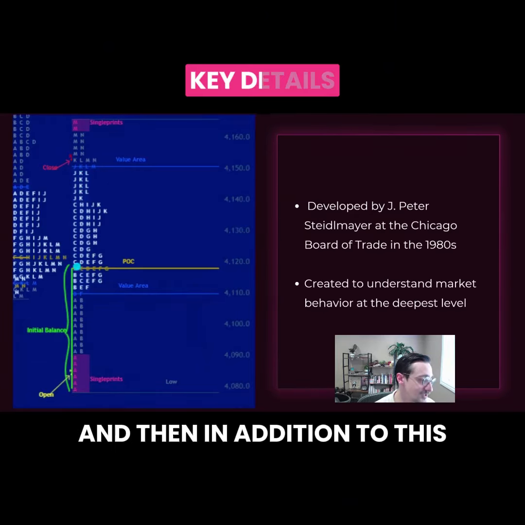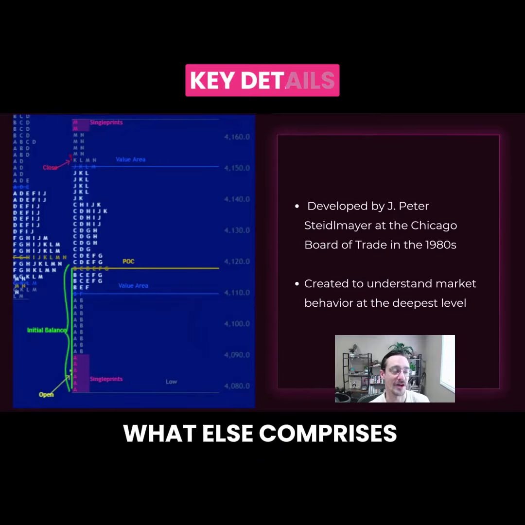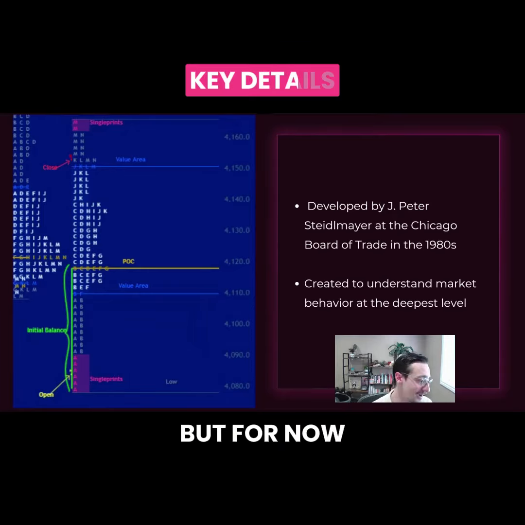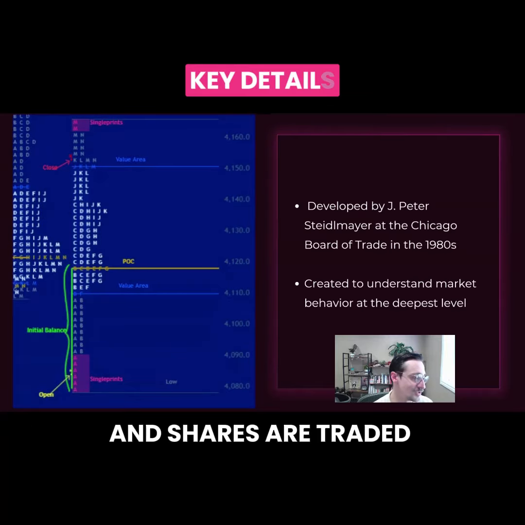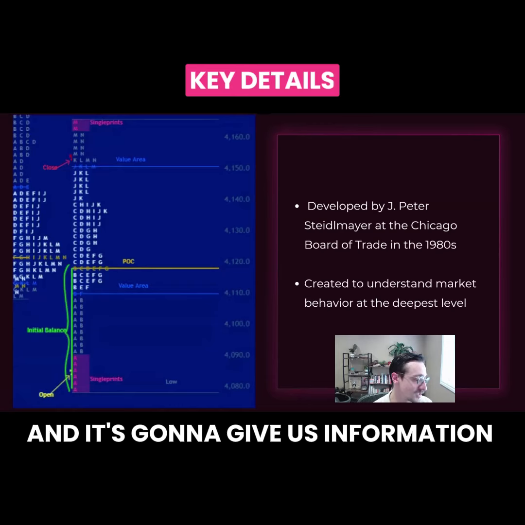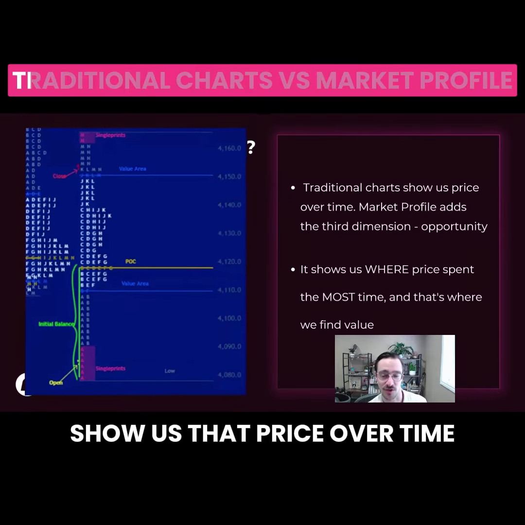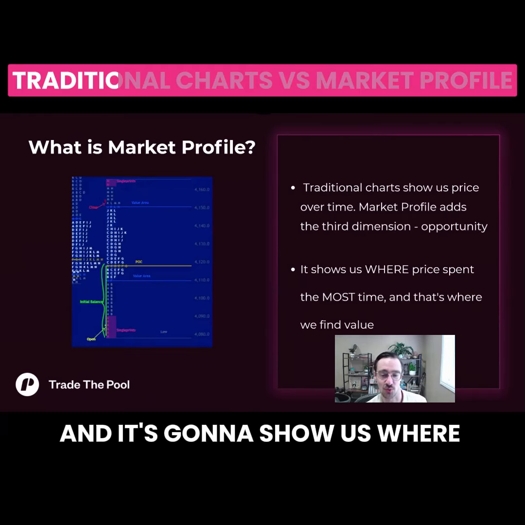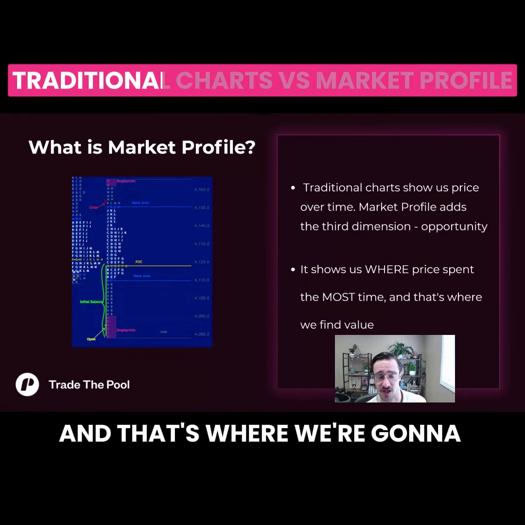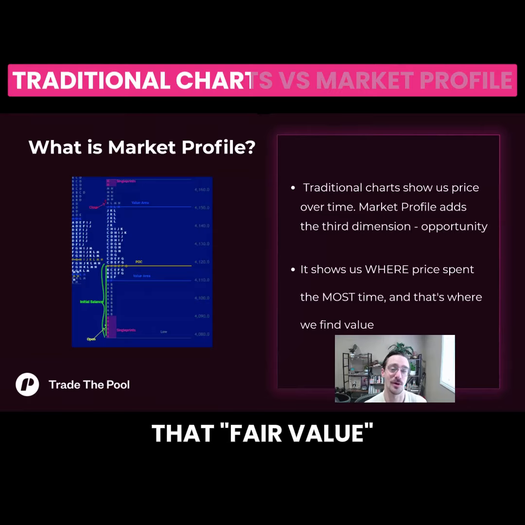And then in addition to this, we have a few other things here that we'll get into the details of what else comprises a market profile. But for now, just think about it like this. It is a way to see where the volume and shares are traded at different prices, and it's going to give us information that you don't get from a candlestick chart. Traditional charts are going to show us that price over time, but market profile adds this third dimension, and it's going to show us where the price spent the most time, and that's where we're going to find that value and be able to trade off of that value, that quote unquote fair value.